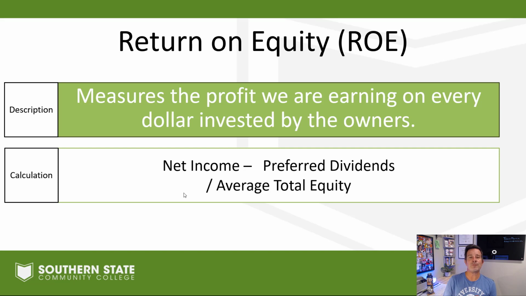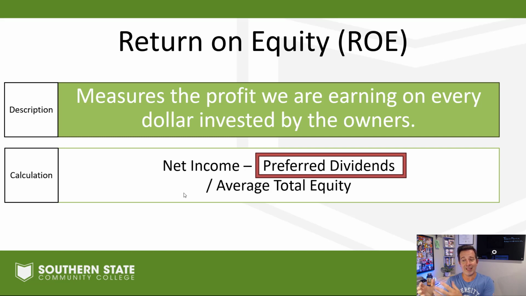Net income minus preferred dividends, we're going to take that and divide it by average total equity. Now, the preferred dividends part. What is a preferred dividend? You may know that dividends are paid by a lot of corporations as a way of getting income back into the hands of the shareholders. We have common stock dividends, and sometimes a business has preferred stock as well. Preferred dividends are paid before common stock dividends. There are two different classes of stock. So preferred dividends are just dividends paid on a class of stock called preferred stock.